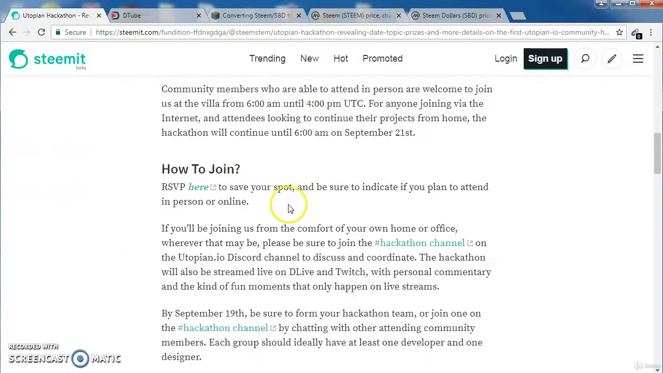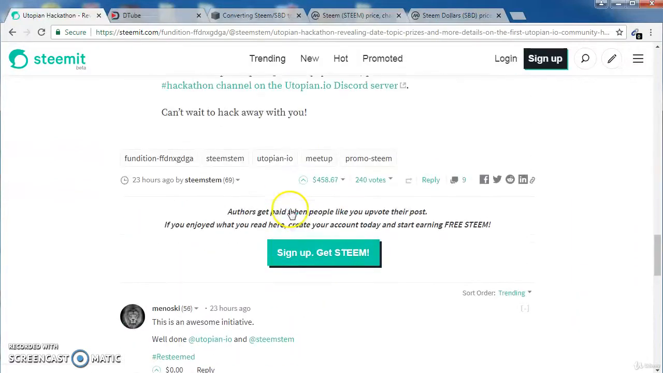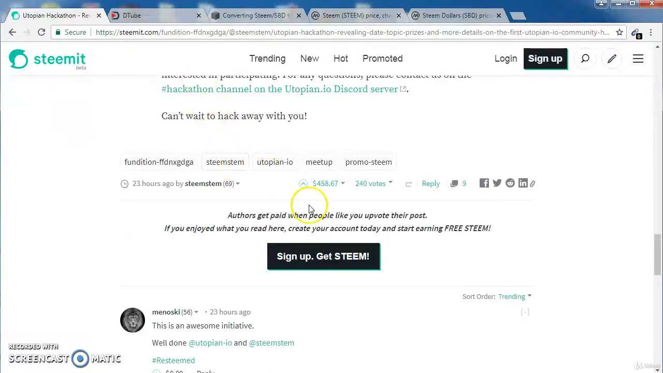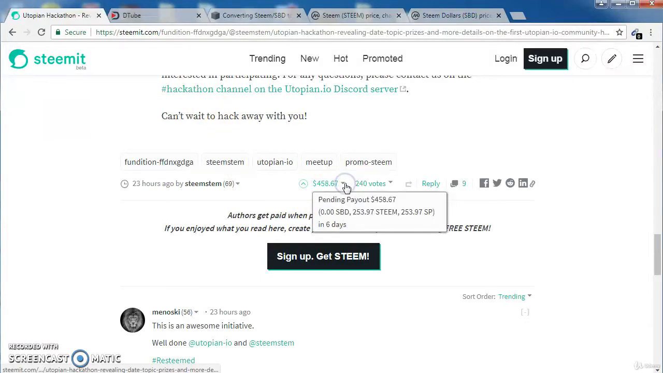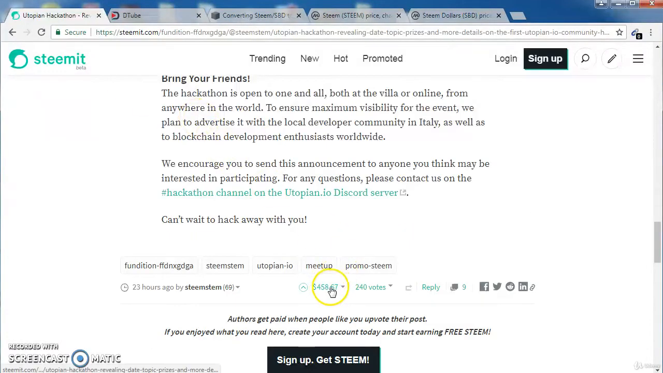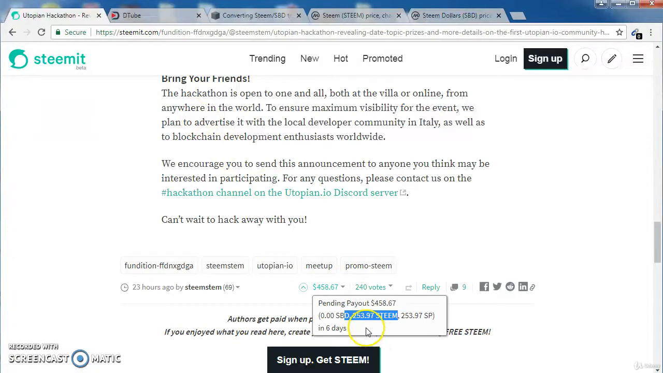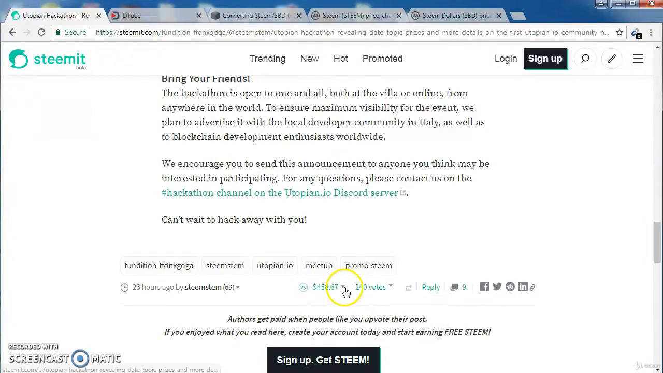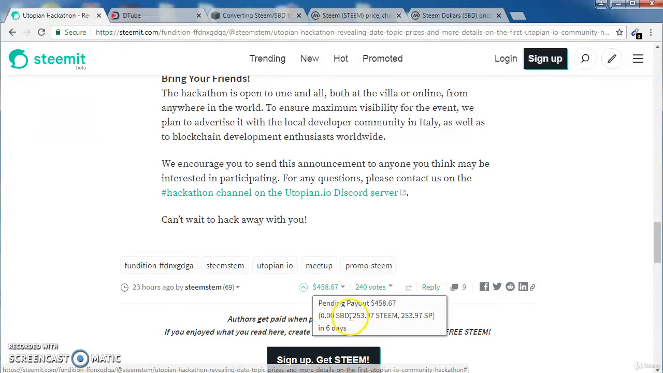You see, Steemit is a blockchain-based blogging platform, and it is backed by a cryptocurrency known as Steem. Whatever post you post on it or whatever upload you do on this network, you earn money through their cryptocurrency. Like here you can see this post has earned $458. From that, $253 are in Steem dollars and $253 are in Steem Power. Now, what is Steem and what is Steem Power?